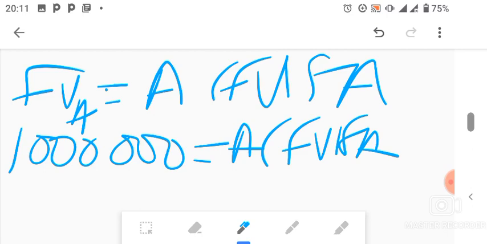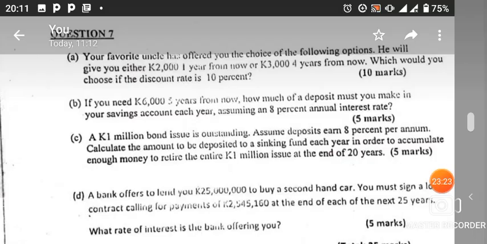So later on I'll just share the answers, of course. Then now part D, let me just read D quickly. Part D says a bank offers to lend you 25 million to buy a second-hand car. You must sign a loan contract calling for payments of 2,545,160 at the end of each of the next 25 years. What rate of interest is the bank offering you?